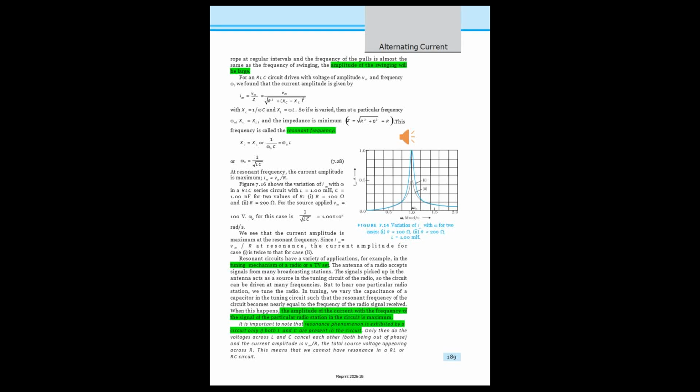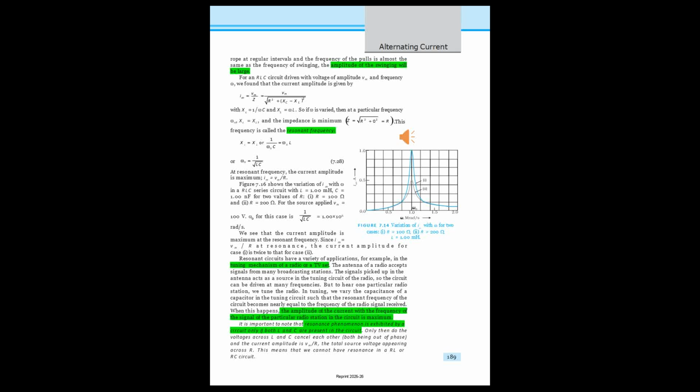The antenna of the radio accepts signals from many broadcasting stations. The signals picked up in the antenna act as a source in the tuning circuit of the radio, so the circuit can be driven at many frequencies. But to hear one particular radio station, we tune the radio. In tuning, we vary the capacitance of the capacitor in the tuning circuit such that the resonant frequency of the circuit becomes nearly equal to the frequency of the radio signal received. When this happens, the amplitude of the current with the frequency of the signal of the particular radio station in the circuit is maximum.